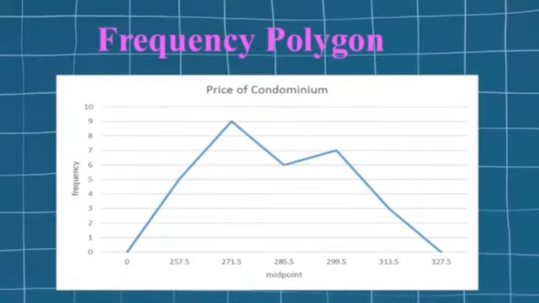So here, we will see that the midpoints of the price of condominium in data 13 start with 0, 257.5, 271.5, 285.5, 299.5, 313.5, and the last one is 327.5. In the frequency polygon of the price of condominium, the highest one is 271.5.